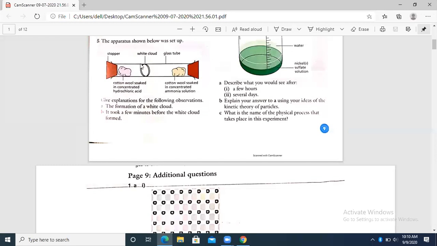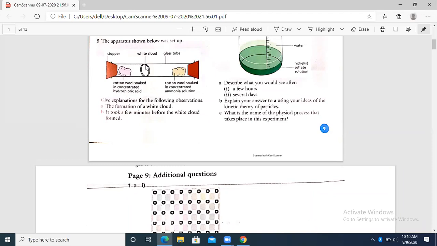Then question B: it took a few minutes before the white cloud formed. It won't form suddenly; it will take some time. Can anyone say what the reason is? Till the particles diffuse from both of the cotton wools and react together. Yeah, until the reaction took place. Sir, I have another question. Answer.